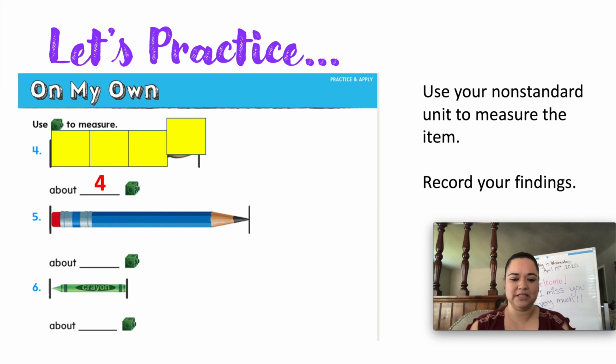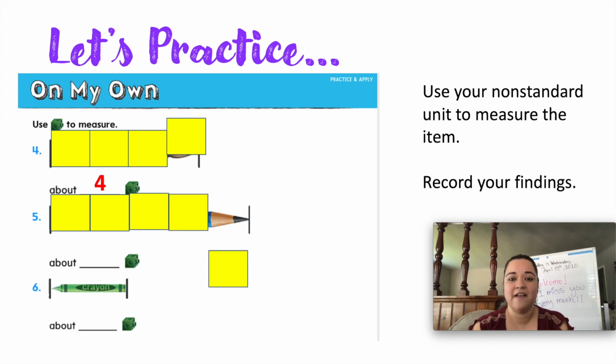So let's look at the pencil. Go ahead and measure it with your non-standard unit. Okay, I'm going to show you what I found. I need 1, 2, 3, 4, 5. I need about 5 cubes. So the length of the pencil is 5 cubes. What was the length of the pencil with your non-standard unit?